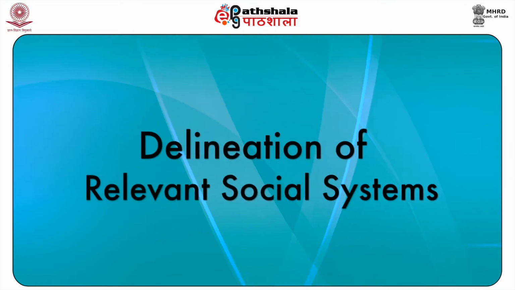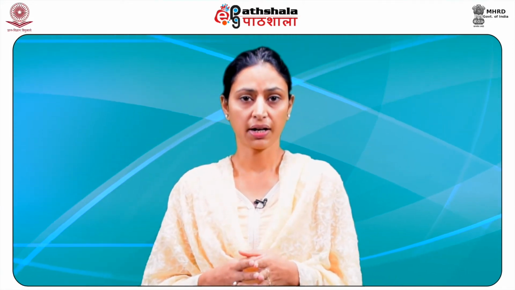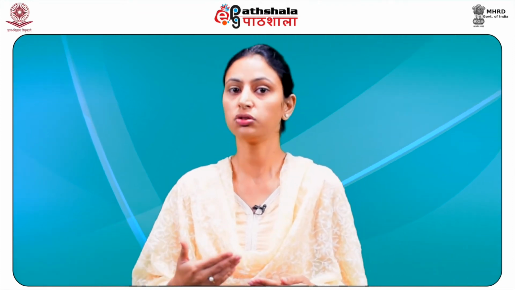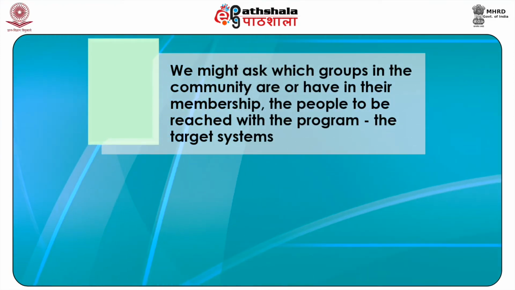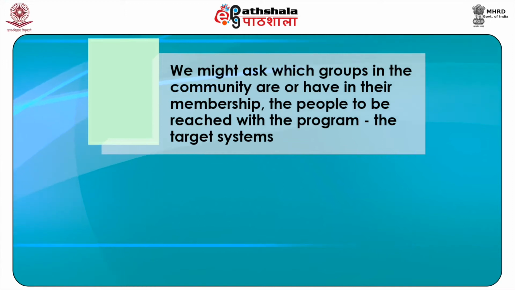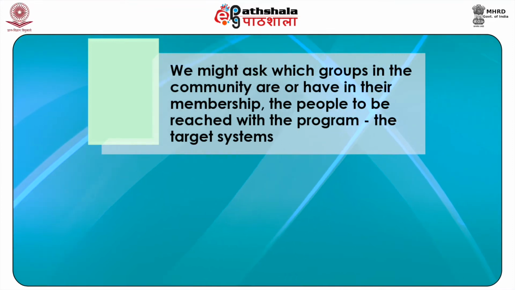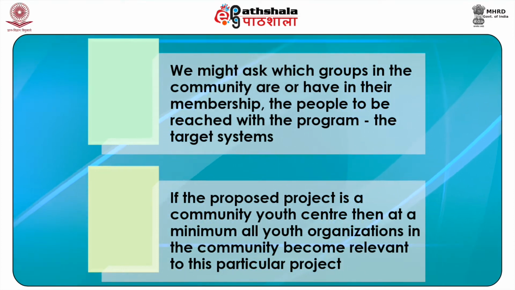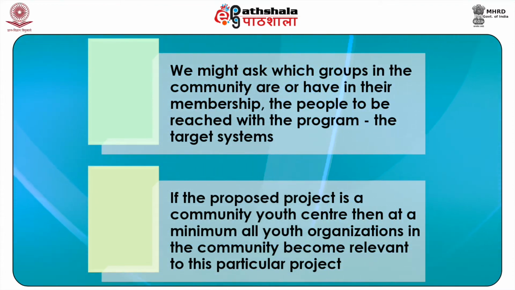Step 4. Delineation of relevant social systems. There are several criteria which may be used to decide which systems are relevant to the proposed action program. First, we might ask which groups in the community are or have in their membership the people to be reached with the program, that is the target system. If the proposed project is a community youth center, then at a minimum all youth organizations in the community become relevant to this particular project.